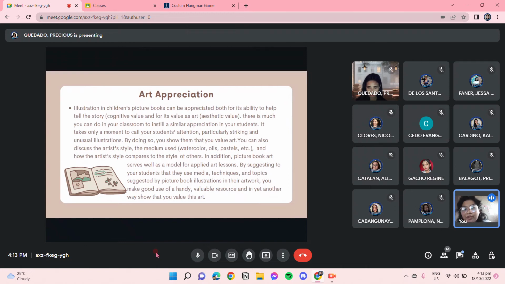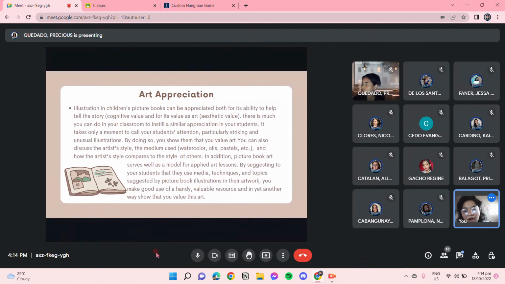There is much you can do in your classroom to instill a similar appreciation in your students. It takes only a moment to call your students' attention to particularly striking and unusual illustrations. By doing so, you show them that you value art. You can also discuss the artist's style, the medium used, watercolor, oils, pastel, etc., and how the artist's style compares to the style of others.